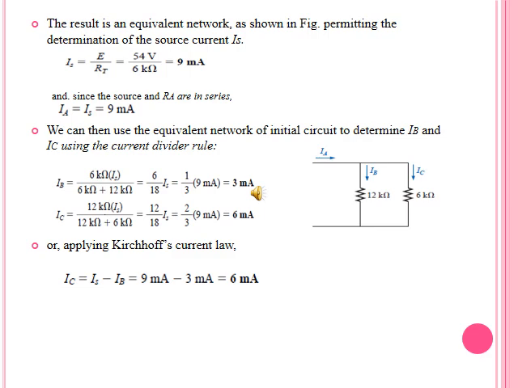Now after finding the R total, we have to find I total, which is mentioned as IS over here. We have the total voltage applied as a source, and R total. We find IS is 9 milliamperes, and after that we go to our next step. Our next step is returning to the original circuit so that we can find the required values. Our required values are IB, IC and IS. IS is the total current. IS we have already found in the first step.